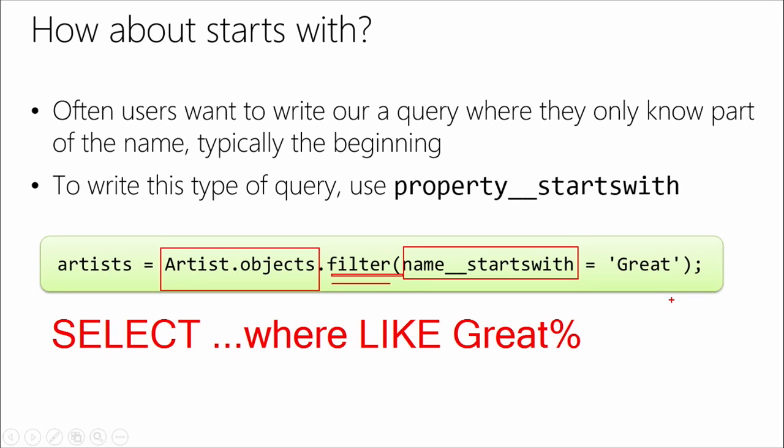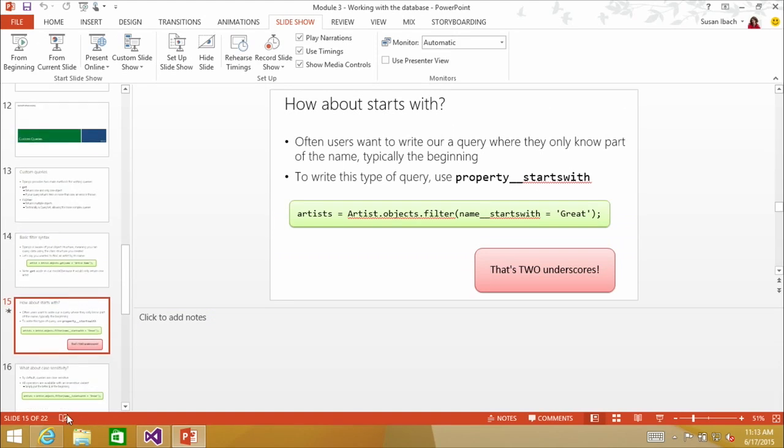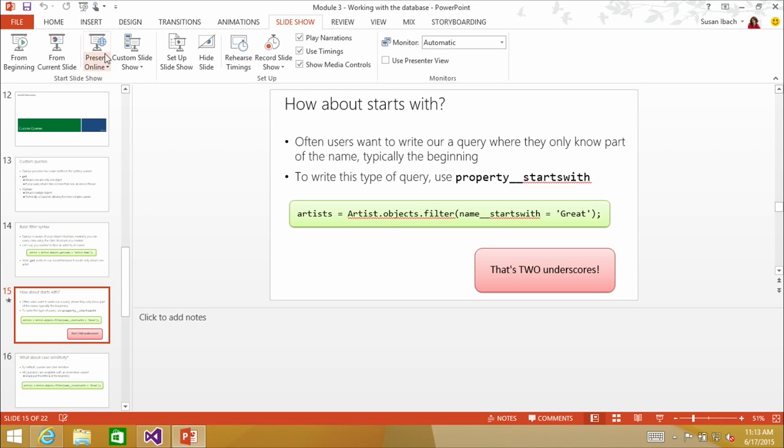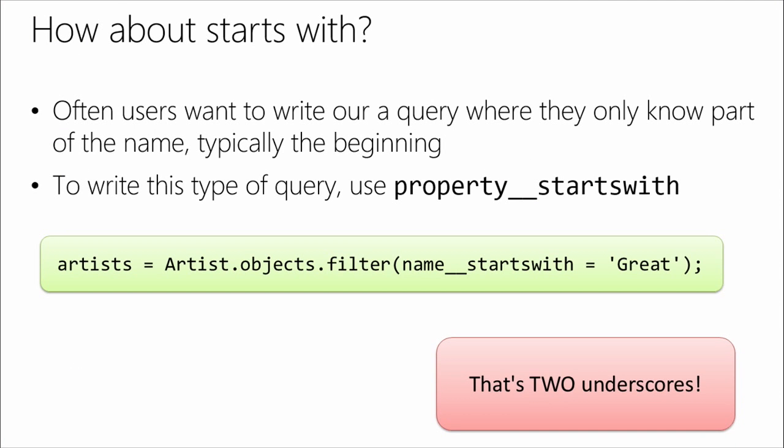And I do want to point out something really, really important in this slide. That is 2 underscores. That's name underscore underscore starts with. It's not always clear when you're looking at a slide, but that is actually underscore underscore there if it has been typed in.